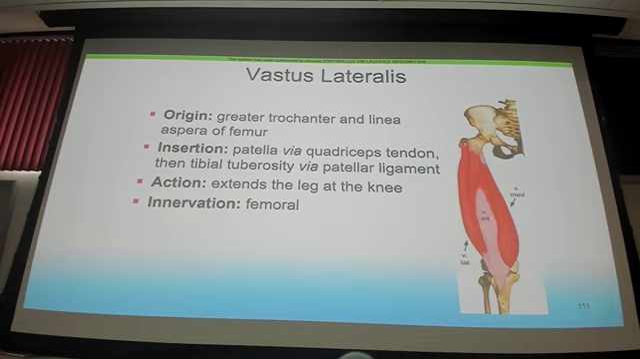Alright, let's look at the quadriceps group. Vastus lateralis originates at the greater trochanter and linea aspera of the femur, and inserts at the tibial tuberosity. All four muscles of the quadriceps group will insert into the tibial tuberosity. And it says via the patellar tendon there.